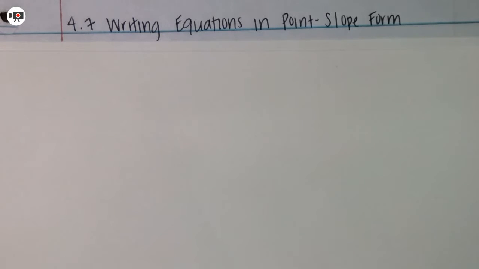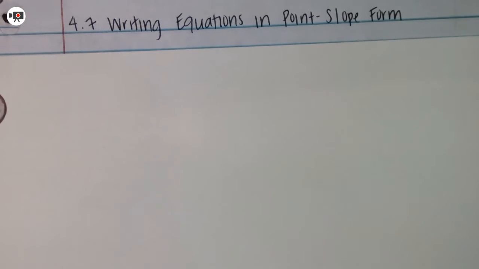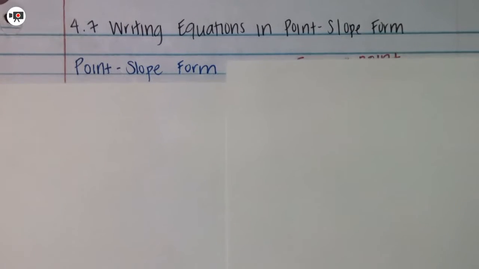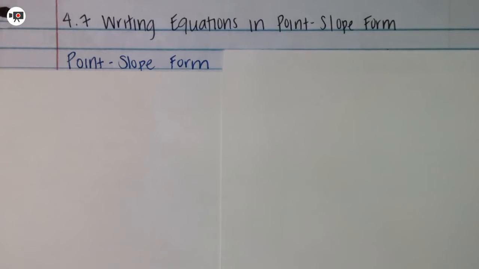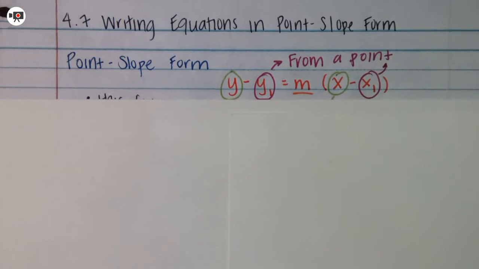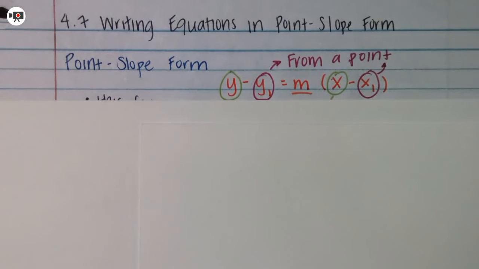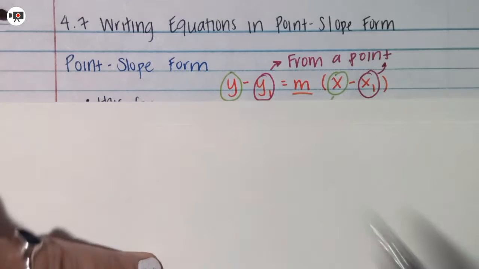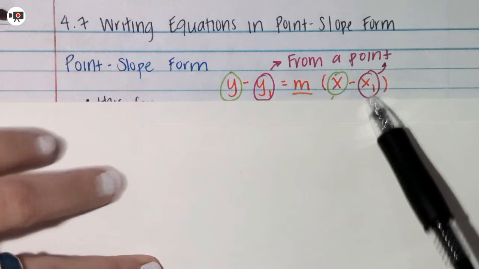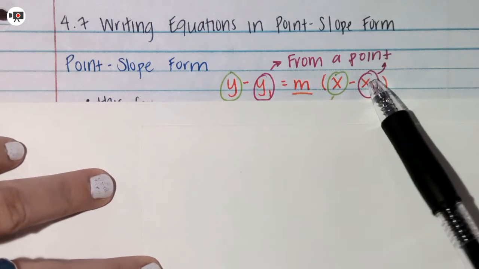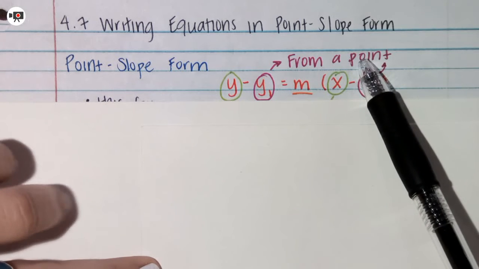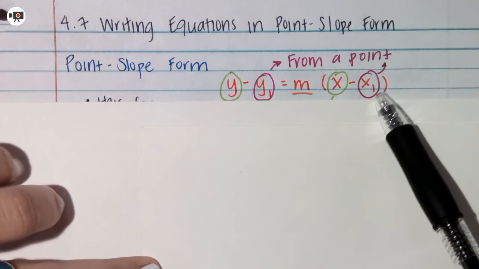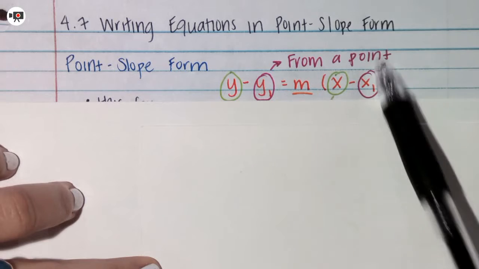Let's talk about writing equations in point-slope form. So the first thing is, what is point-slope form? Point-slope form is where you have y minus y1 equals m times x minus x1. And this y1 and x1 are from a point. They'll give you an xy coordinate, an ordered pair, and that is going to be a point.